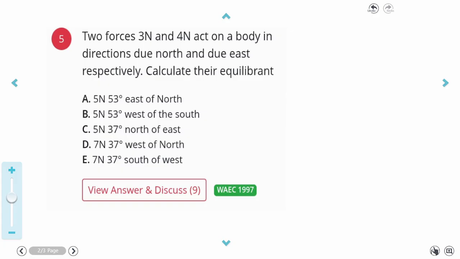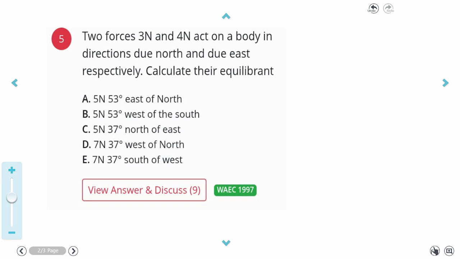It's been a minute, and today we have a problem on WAEC from WAEC 1997, and it goes this way: two forces, 3 Newton and 4 Newton, act on a body in directions due north and due east, respectively. Calculate the equilibrium. Now, there are two things you have to know before we solve this problem. Number one is the method to solving the problem and what an equilibrium is.